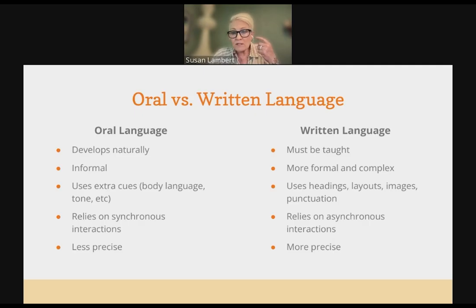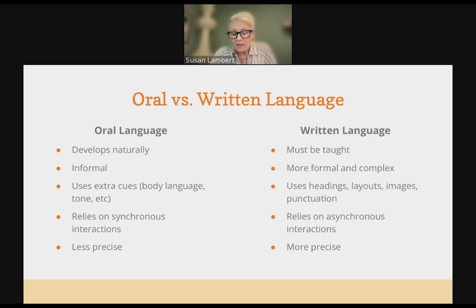Written language uses things in print like headings and layouts and images and punctuation that helps communicate the message. So the author uses those in really interesting ways in order to communicate the message, depending on the genre in which they're writing, the purpose for which they're writing. And so this is like extra cues in body language, but it's extra cues that the author gives in print. Written language relies on asynchronous interactions.